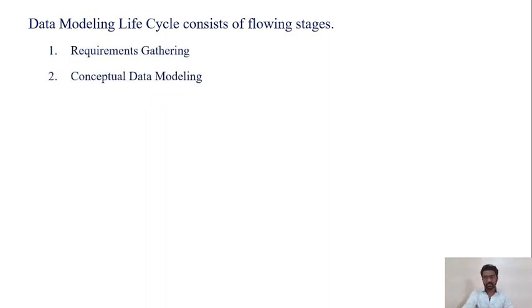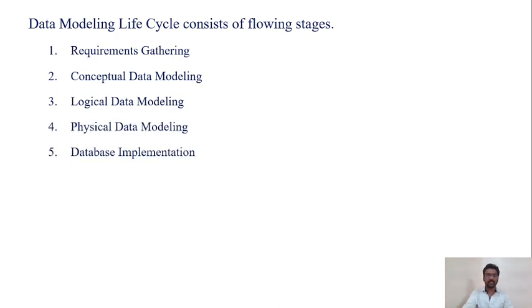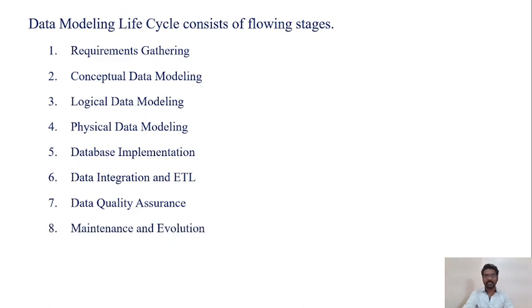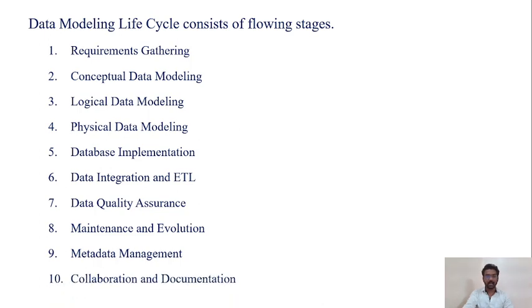We have the following stages for the data life cycle. One is requirement gathering, second is conceptual data modeling, third is logical data modeling, fourth is physical data modeling, fifth is database implementation, sixth is data integration and ETL, seventh is data quality assurance, eighth is maintenance and evaluation, ninth is metadata management, and tenth is collaboration and documentation. With all these 10 stages, you can construct a data modeling life cycle.